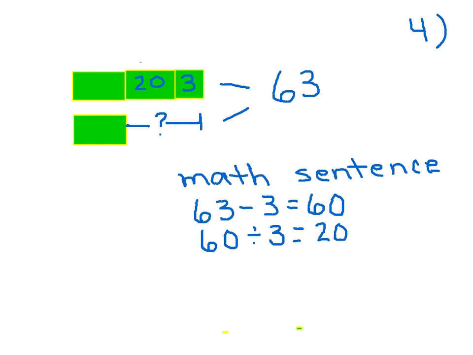Then to solve for the question mark, I am finding the difference between the bottom row and the top row. To do that, I would need to go 20 plus 3 is equal to 23.